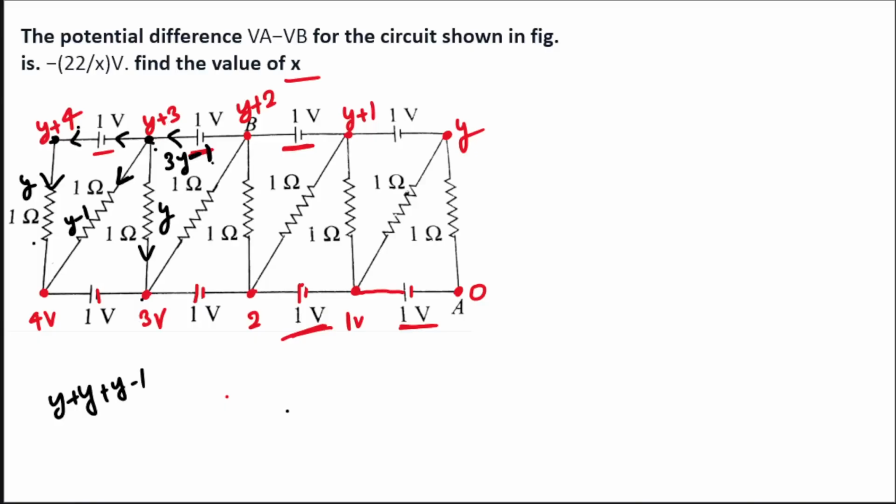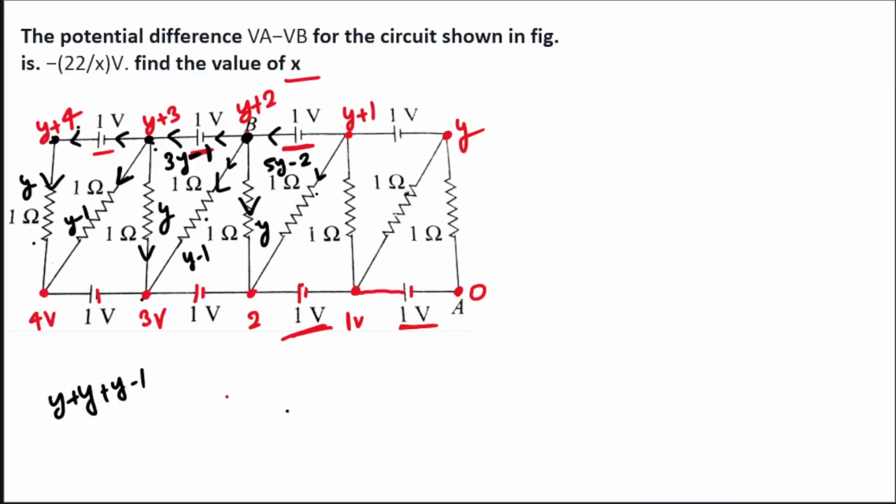Okay? So this is this thing. Now check with the potential difference: here the current will be y, and here the current will be y minus 1, as we have done before. Now again consider this node. How much current is going out of this node? This is y minus 1, this is y, and this is 3y minus 1. So this will become 5y minus 2.